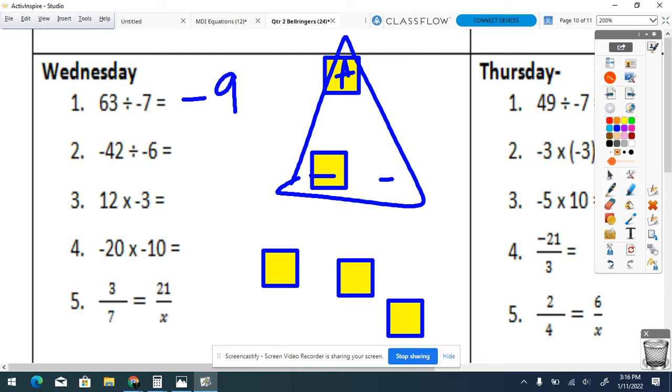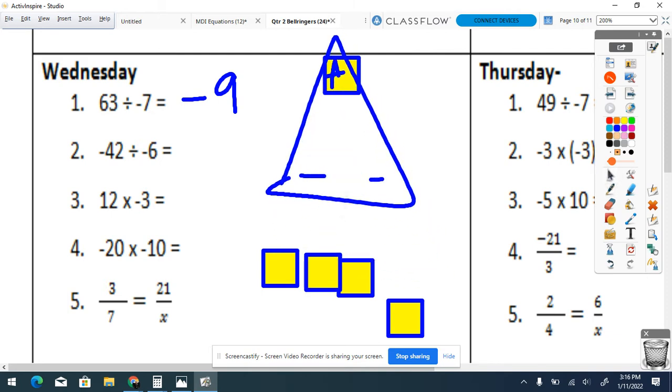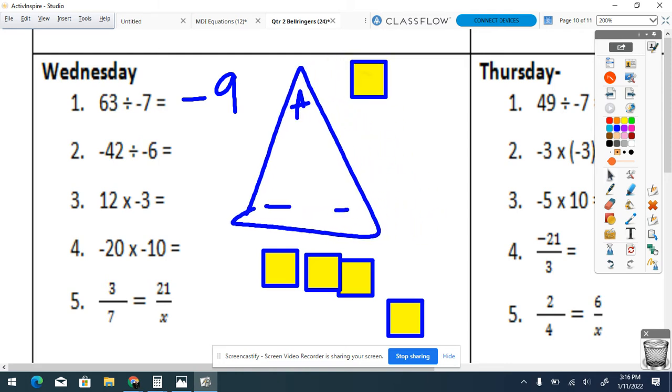And let's look at number 2. I have negative and negative. So I cover up both negatives. I'm left with a positive, so my answer is going to be positive. And negative 42 divided by 6, or again, you can look at it, 6 times what is 42 is 7.